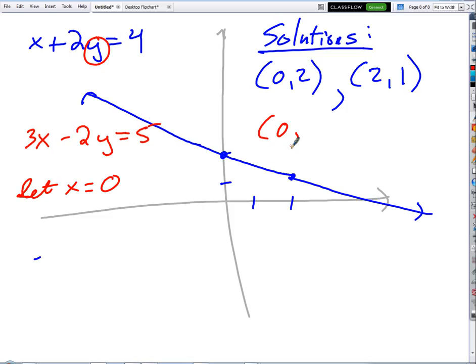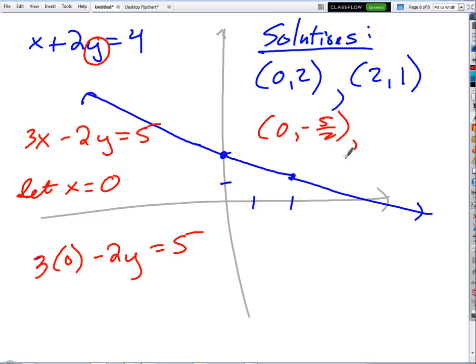It becomes negative 2y equals 5. I get 3 times 0 minus 2y equals 5. That's an easy one to solve, isn't it? Because 3 times 0 goes away. So you see why we call it the cover-up method? Just cover that up. If I let x equal 0, I can just cover up that term and solve for y. What's y equal to then? If I divide by negative 2, y equals negative 5 halves or negative 2.5.